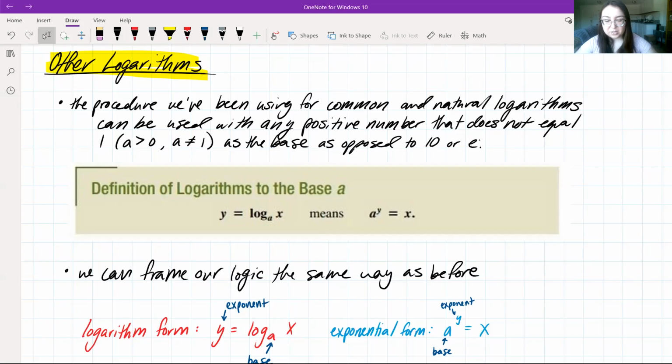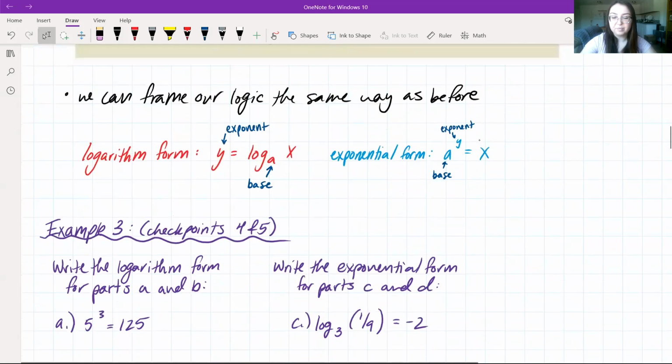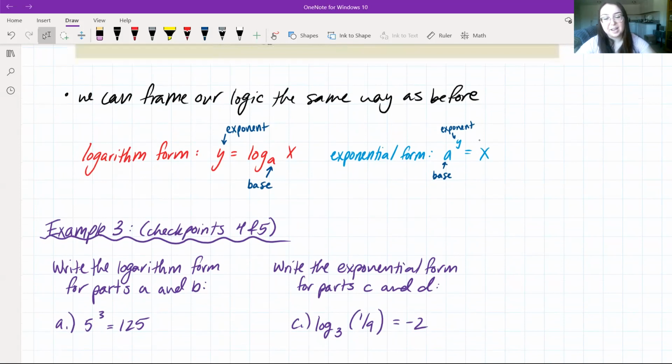So we have our definition of logarithms to the base a, our constant a. So we have y is equal to log base a of x, which means that a to the y value is going to be equal to x. And we want to frame our logic the same way as before. So we have our logarithm form. We'll have y, which is our exponent, is equal to the log base a, so a is our base, of x. And in our exponential form, we'll use our base, which is a, to the exponent y, is equal to x.